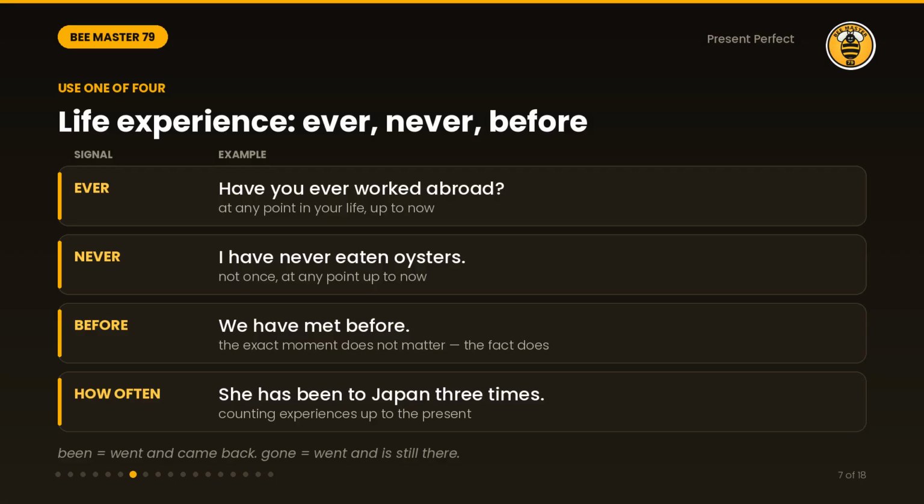And that example hides a classic trap. Been and gone are not the same. She has been to Japan means she went and she came back. She has gone to Japan means she went and she is still there.